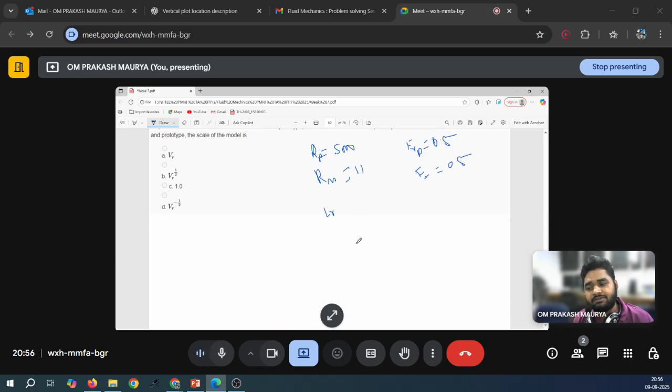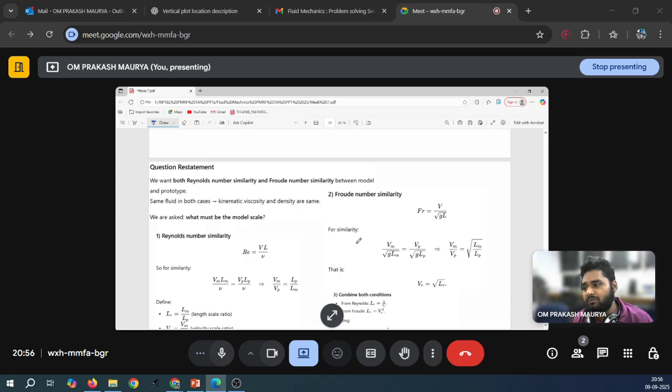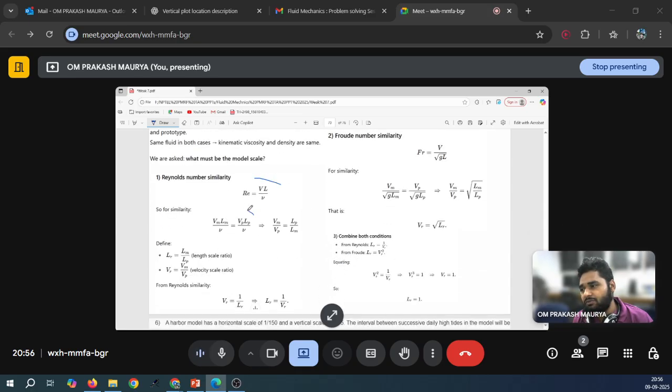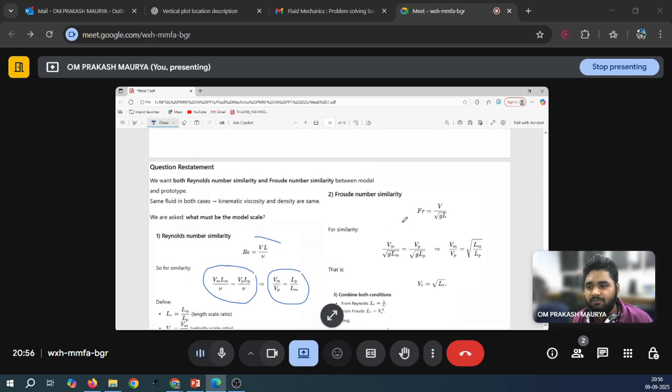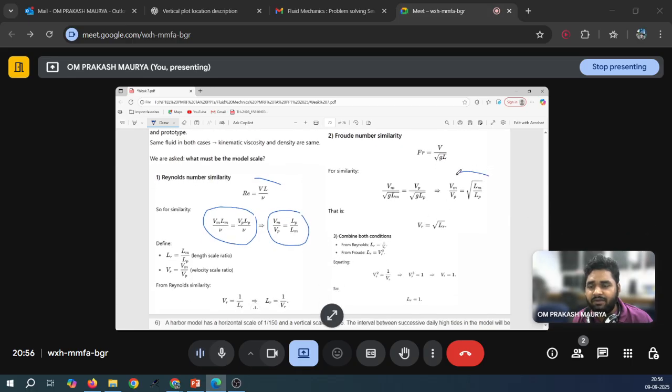So you already know the same thing here you need to do. This is your Reynolds number similarity, so Vm by Vp is Lp by Lm, and in case of Froude number similarity, your Vp by Vm is root Lr. So combine both conditions. For Reynolds number, Lr is equal to 1 by Vr, here you can consider this is Vr, and for Froude number, Lr is equal to Vr square. You can write like that.